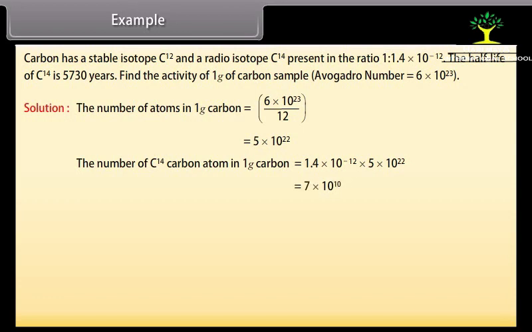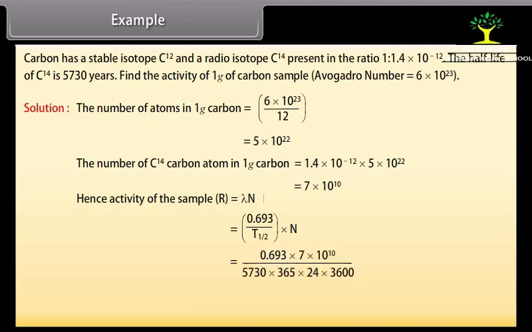Hence, activity of the sample R is equal to λN, which is equal to 0.693 by t½ into N, which is equal to 0.693 × 7 × 10^10 divided by 5,730 × 365 × 24 × 3,600, which is equal to 0.26 per second per gram, approximately 16 per minute per gram.